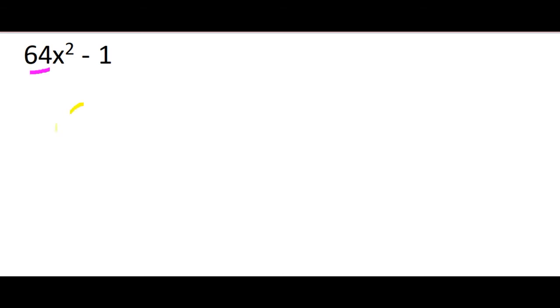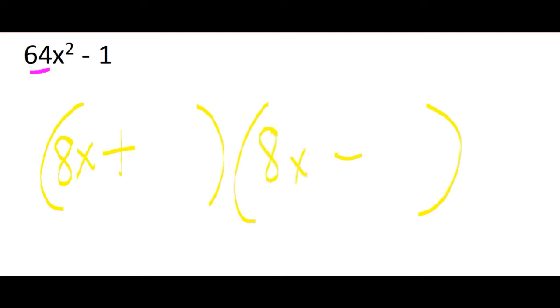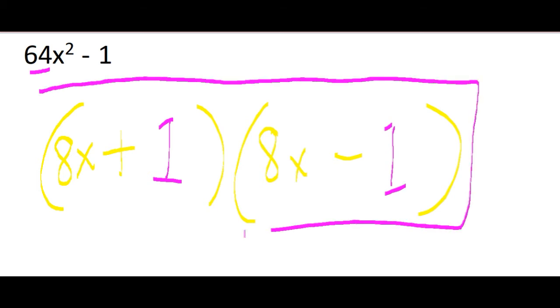Now, to answer this, gawa tayo ng dalawang open and close parenthesis. Maglagay tayo ng plus at saka minus. Pero pwede rin minus at saka plus. Depende sa inyo. Now, the square root of 64 is 8, then x squared ay x. Kung 8x nilagay nyo dyan sa first term, nalagay nyo rin siya dito. Dapat pareho. Sunod. What is the square root of 1? 1. Kung 1 nilagay nyo dyan, 1 din sa kabila. Therefore, the factors of 64x squared minus 1 are 8x plus 1 times 8x minus 1.